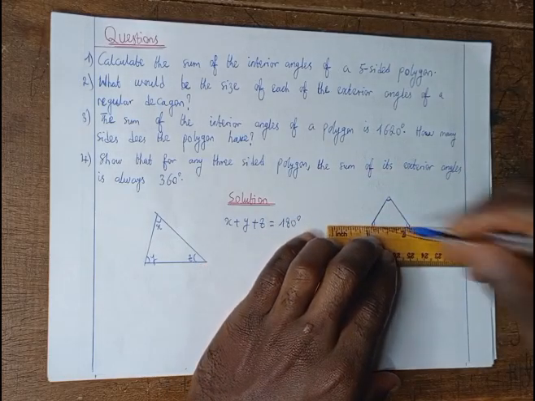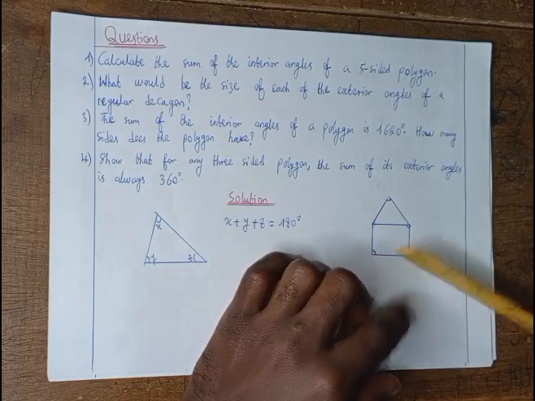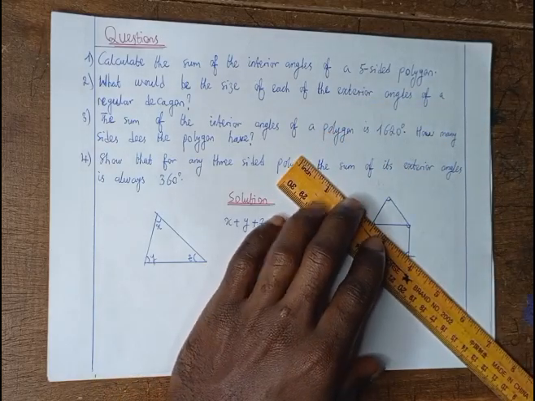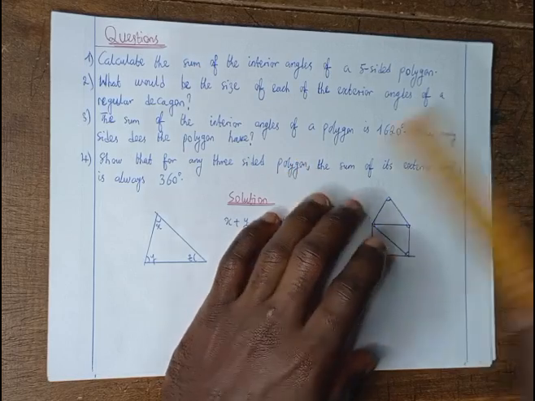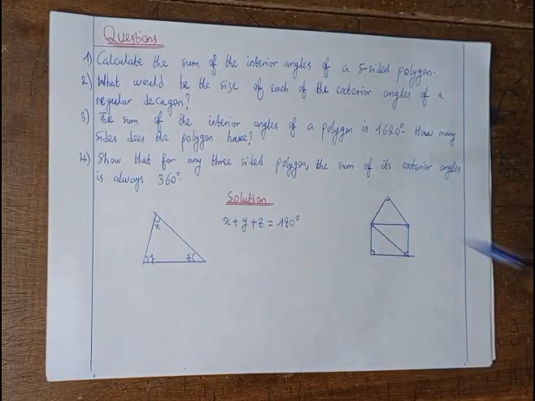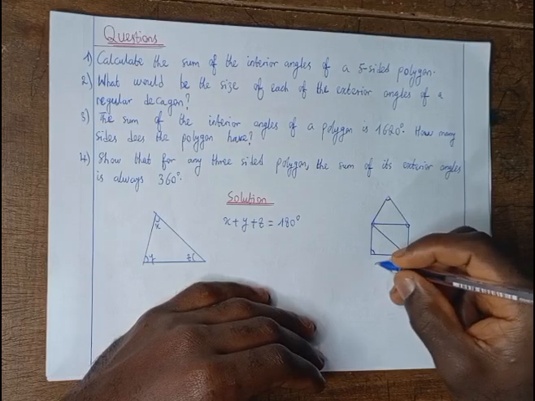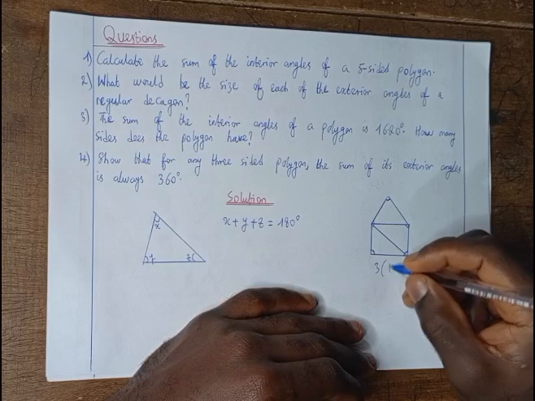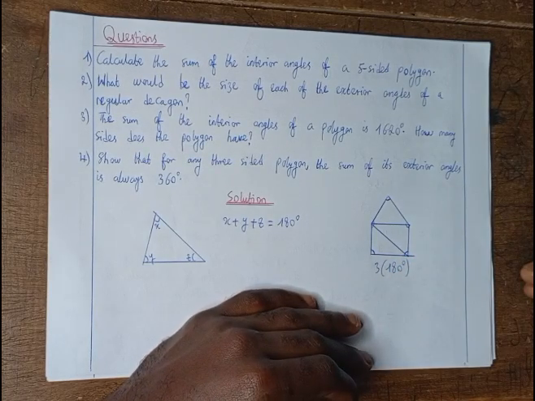This will be the first triangle. You can see this is a triangle. Then down here we have a quadrilateral which can be divided into 2 triangles. We can decide to partition it as such. Presently we have 1, 2, 3 triangles. So to get the sum of the interior angles of our pentagon, we simply take 3 times 180, since the sum of the interior angles of any triangle is 180 degrees.